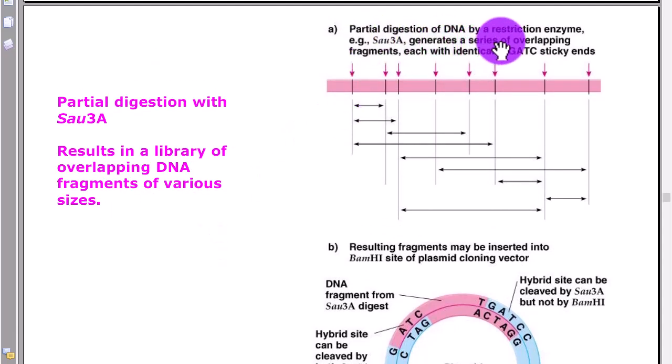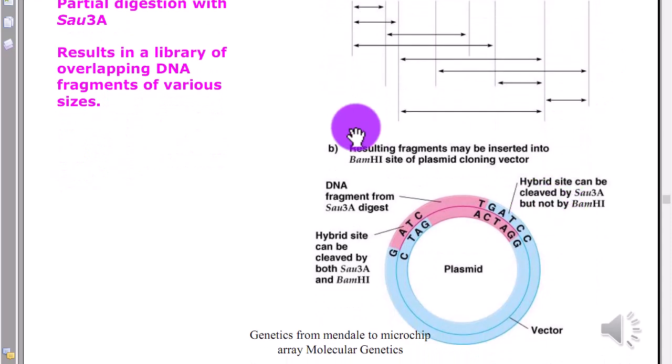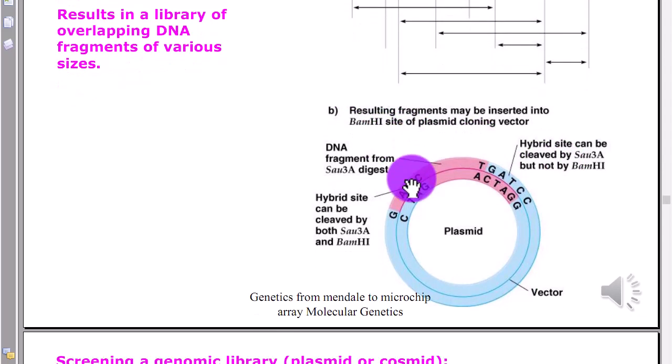Partial digestion of DNA by restriction enzyme. A series of overlapping fragments, each with identical 5' GATC sticky ends. The resulting fragments may be inserted into the BamHI site, a plasmid cloning vector.